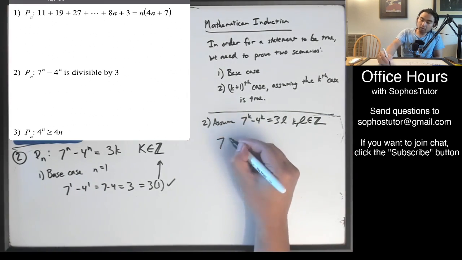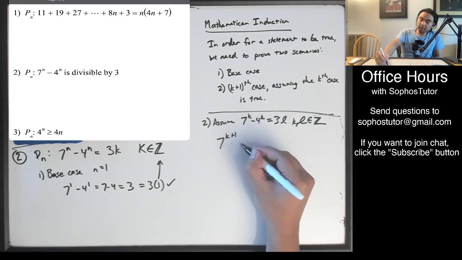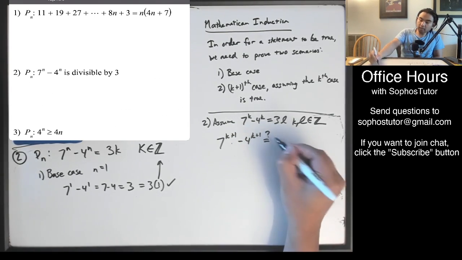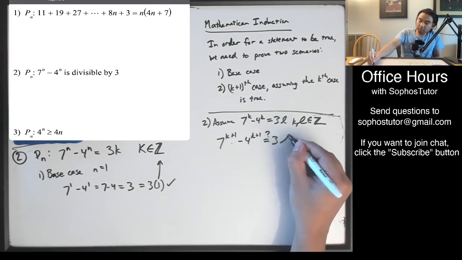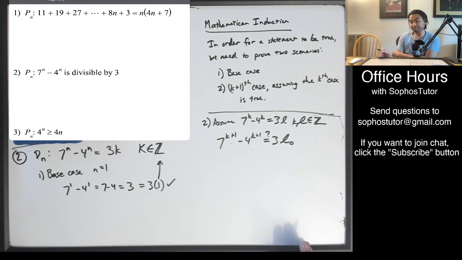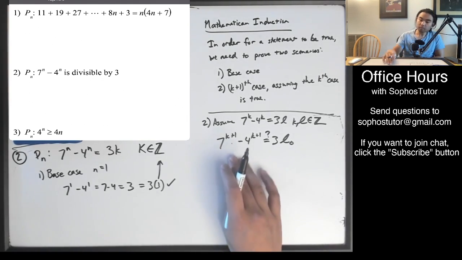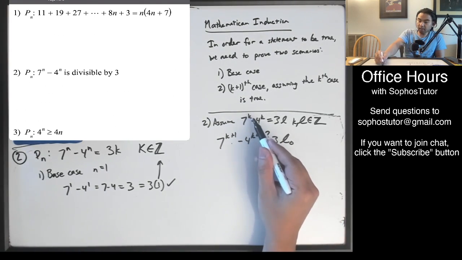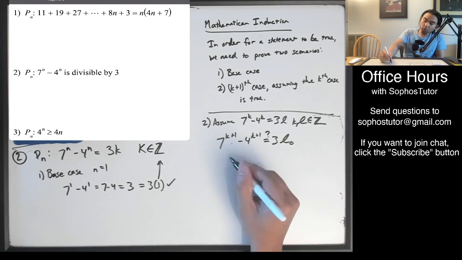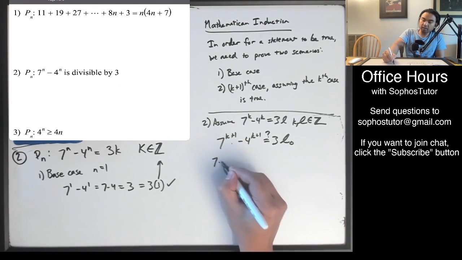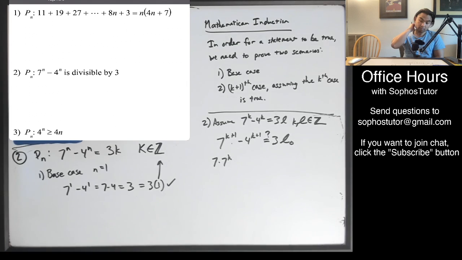So now, is 7 to the k plus 1 minus 4 to the k plus 1 always equal to 3 times some other integer? Let's call it L naught, so we separate it from L. I don't know. Let's see if we can break this down a bit. We want, for the left side, 7 to the k minus 4 to the k to show up. So I know that I can make 7 to the k show up if I take out a 7. So 7 to the k plus 1 is equal to 7 times 7 to the k. We know that.